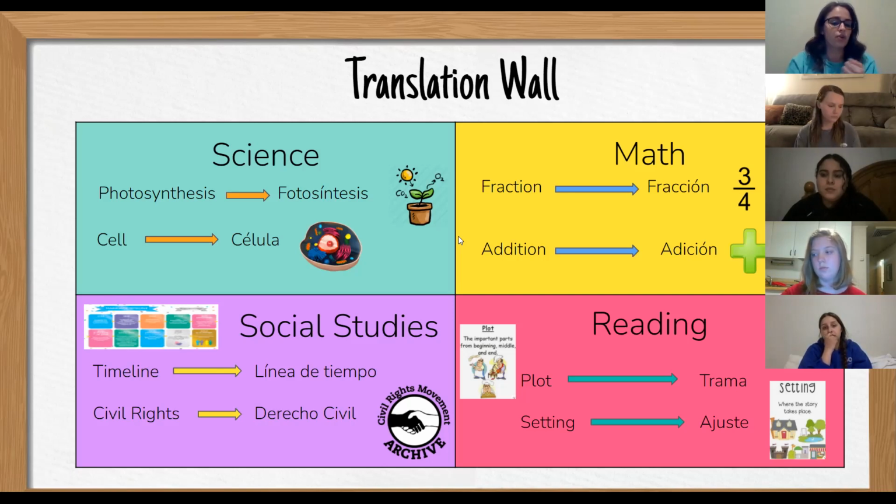So for example, say half of our class is English speaking and half of our class is Spanish speaking, and then we have one student who is deaf. We would use sign and a sign language interpretation on our word wall. So we would have photosynthesis in Spanish, and then a visual translation of that word in ASL for students to see on the board throughout the week.